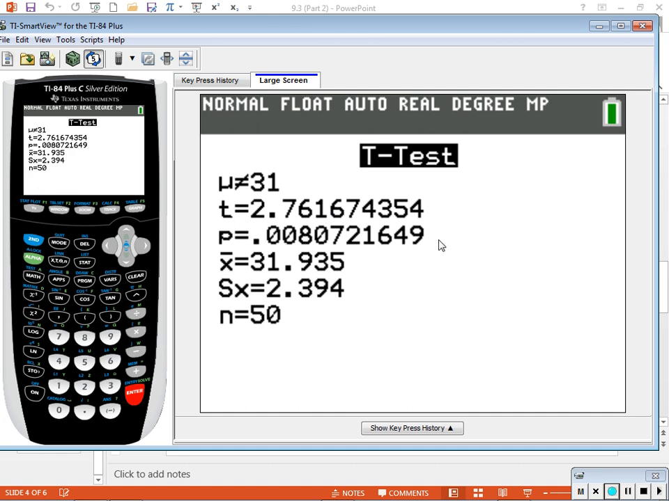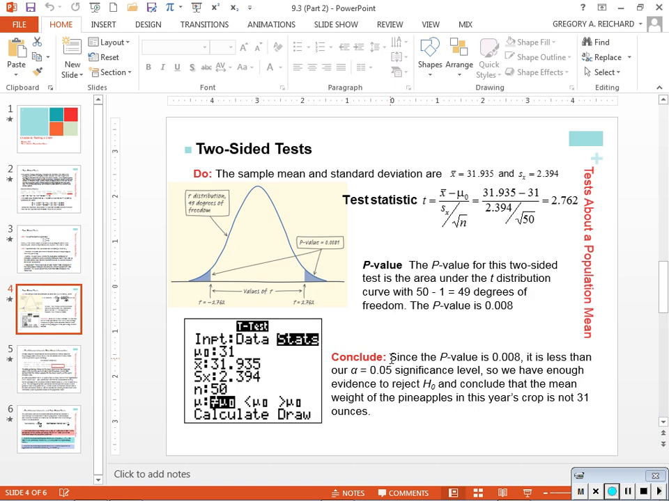So just once again reviewing where that is in your calculator. So just keep in mind, and we talked about this with categorical data, when we make a conclusion with a two-sided test where we reject the null hypothesis, basically all we're saying in this particular instance is that we don't believe the true mean weight is 31 ounces.